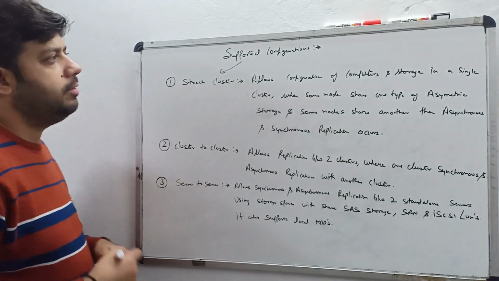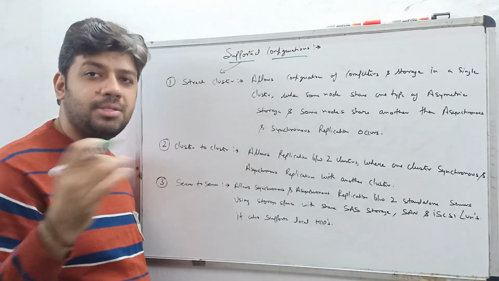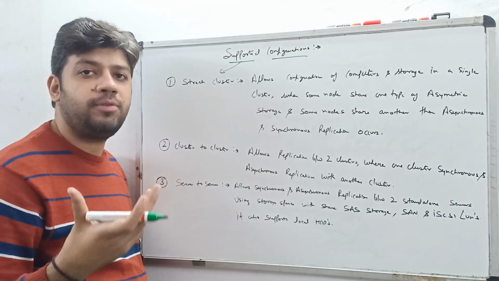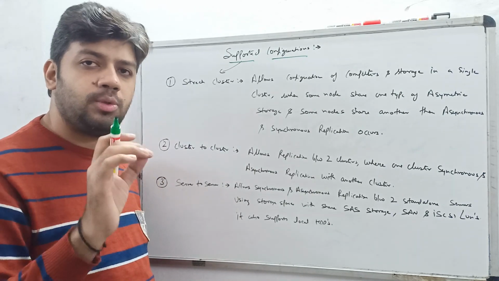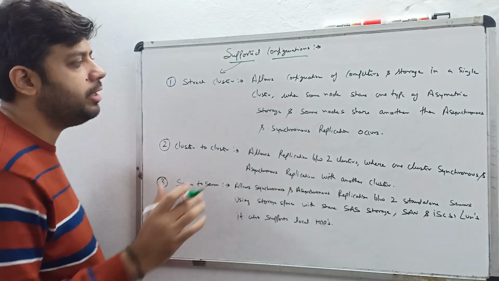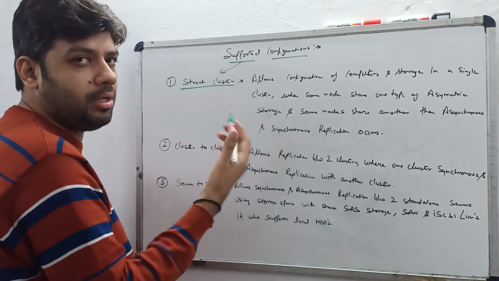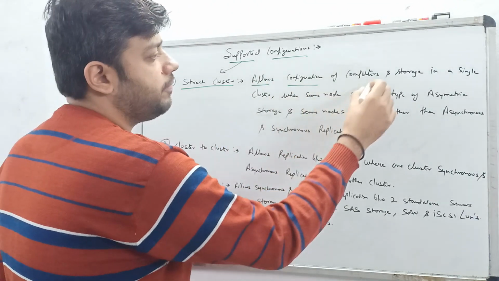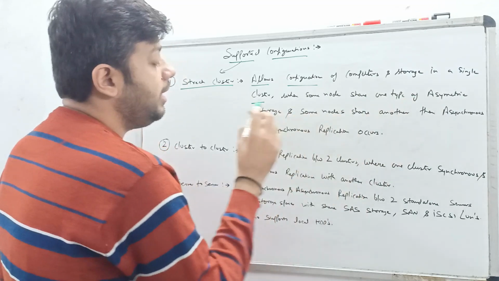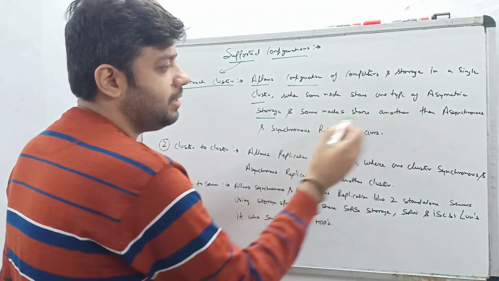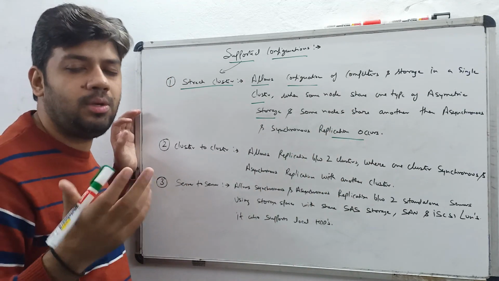Okay, so we'll talk now about supported configurations. Supported configuration means that storage replica supports clusters also. Imagine if you did storage clustering in your network, when you apply storage replica on the clusters, it gives you 3 options. Number 1 is the stretch cluster. In a stretch cluster, it allows configuration of computers and storage in a single cluster. When some nodes share one type of asymmetric storage and some nodes share another, synchronous and asynchronous replication occurs. It means that imagine in your network you do clustering.